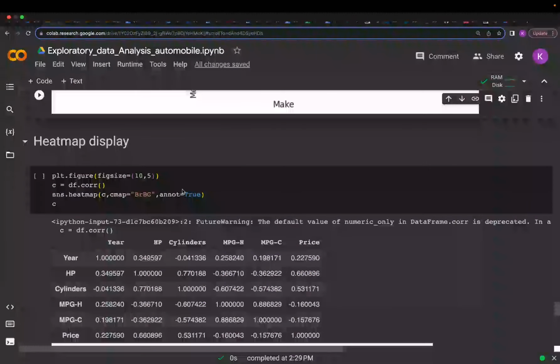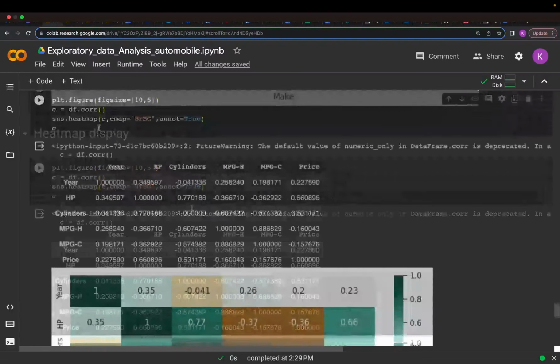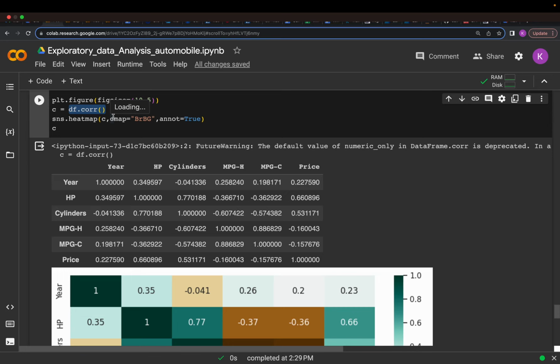Another quite usual visualization that we'll be doing frequently is what we call a heat map. And one particular example of data that we'll be working with quite frequently is the correlation matrix or correlation graph. You can use the correlation function of pandas, and that will give you the correlation of all the numeric values. So if you recall, we have horsepower, cylinders, miles per gallon on the highway, miles per gallon in the city, and the price. These are the numeric values.